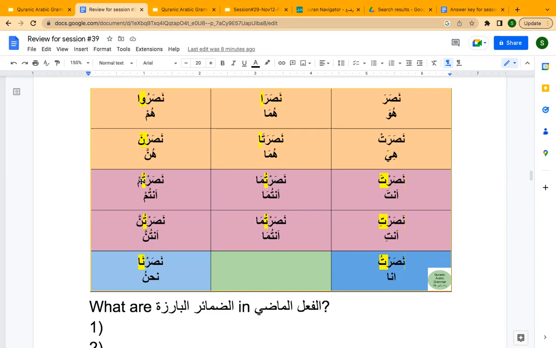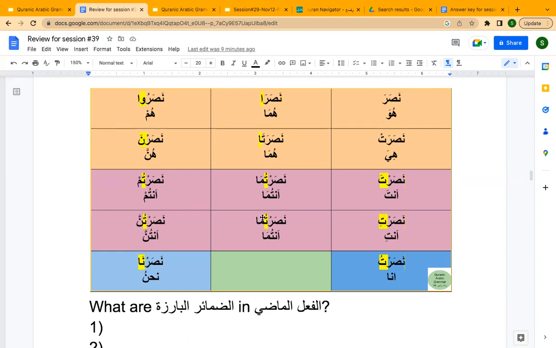When you go to nasartum, ta is denoting the actual pronoun. Meme is there to tell you what? What is the function of meme here? Once upon a time, we learned it. Meme is denoting masculine plural, right? Meme is denoting masculine plural. In case of Nasarti, ta is the doer pronoun.